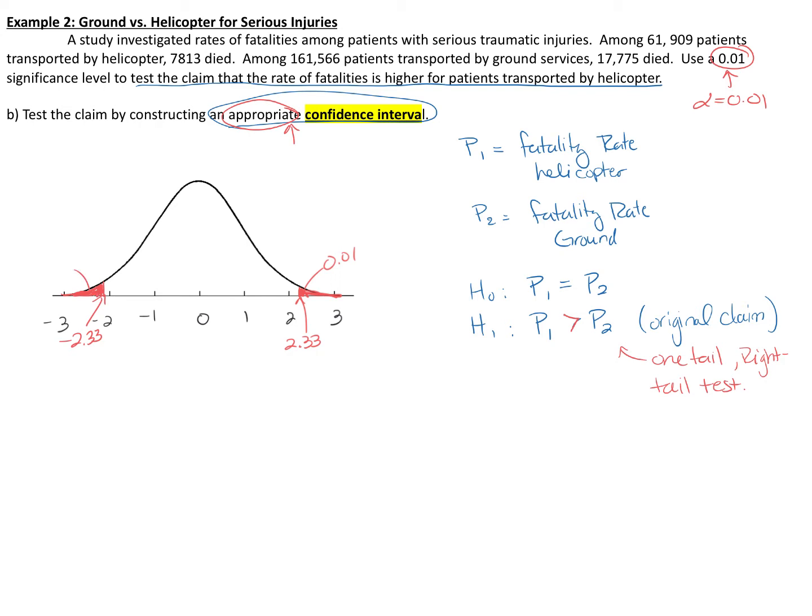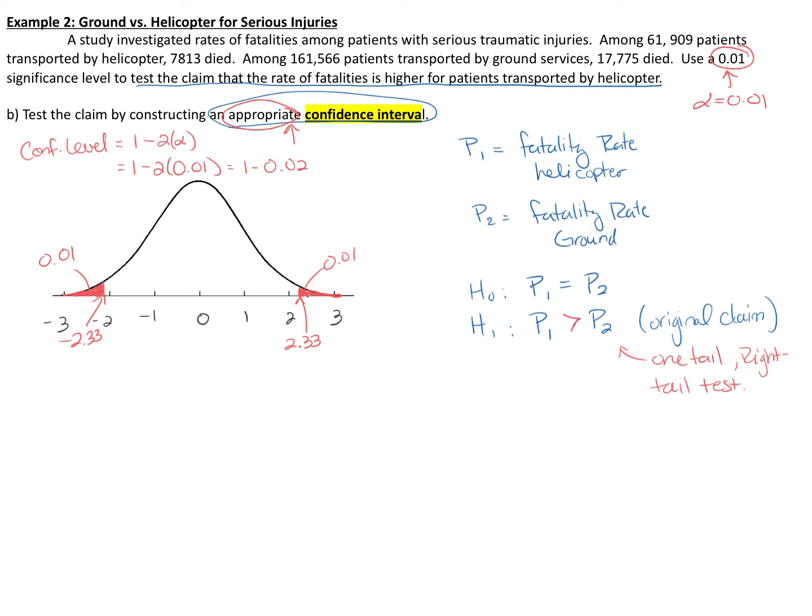Anytime you have a one-tail test, whether it's left tail or right tail, your confidence level is always going to be 1 minus 2 times alpha, which is very different from when you have a two-tail test. When you have a two-tail test, it's just 1 minus alpha. But if you have a one-tail test, your confidence level is always going to be 1 minus 2 times alpha. So here, I'm going to take 1 and subtract 2 times 0.01, which is 1 minus 0.02.